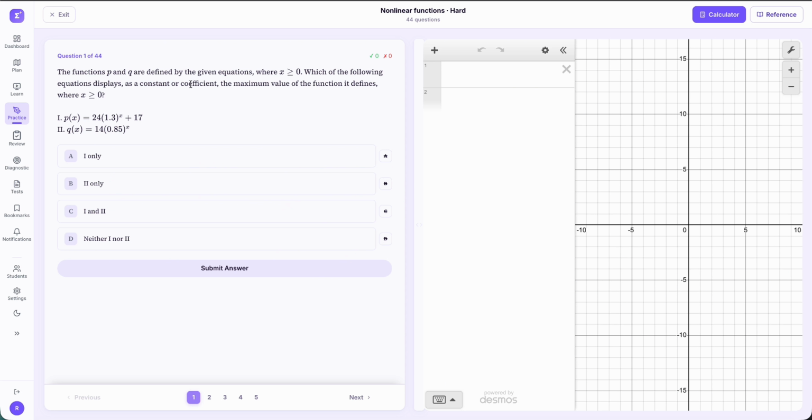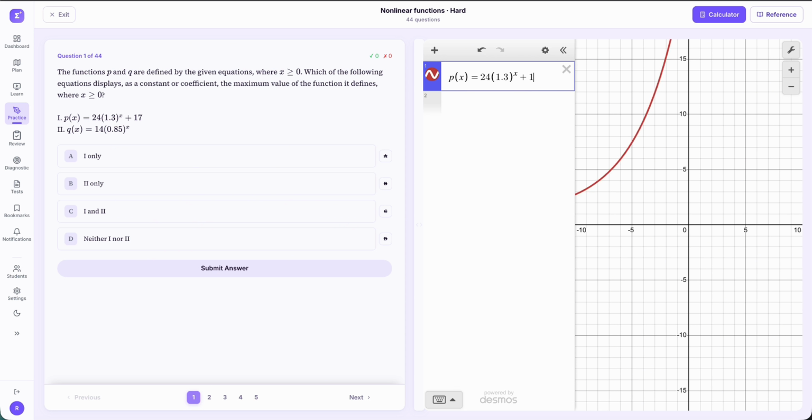What's the constant or coefficient, right? So this number here, for instance, 24, we call that the leading coefficient. 1.3 is your base coefficient, and 17 in this example would be a constant. So this question just wants us to look at the equation and figure out which of these equations, if either of them, show the maximum value for x greater than or equal to 0. So to know if they're showing it or not, we first have to know what the maximum values are.